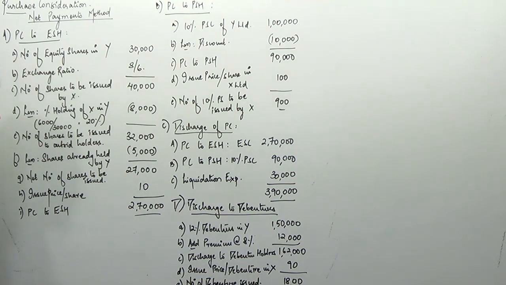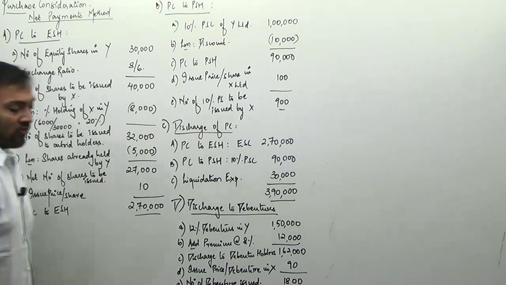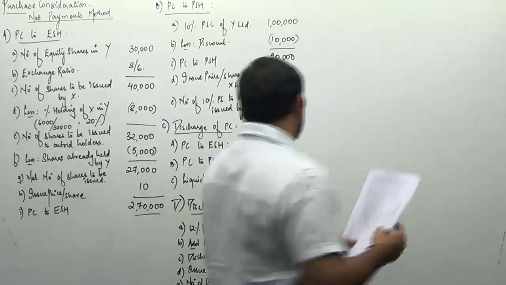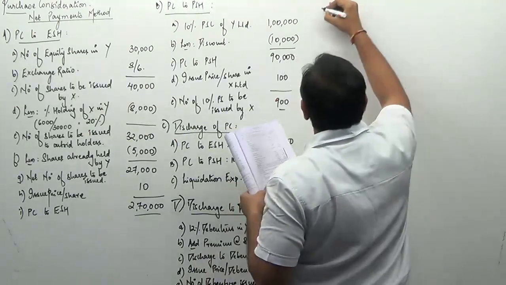They're asking us for the balance sheet directly. Identify the nature of amalgamation first. In the first sentence itself, there's a revaluation given. Once I identify the revaluations, it means the nature of amalgamation is purchase.